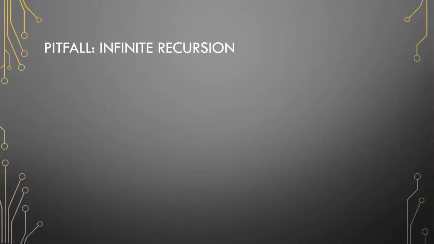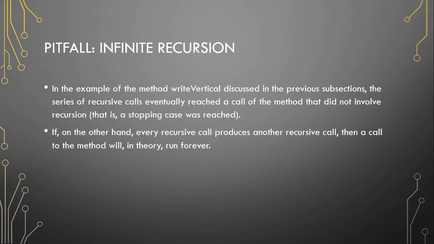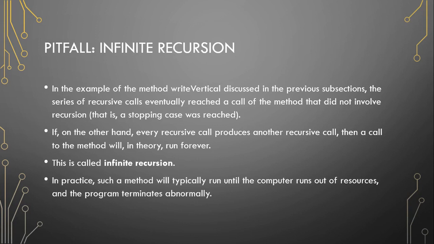Alright, so we've been alluding to this, but here's that pitfall for recursion, which is infinite recursion. In the example of the method right vertical discussed in the previous subsections, the series of recursive calls eventually stops when one of the calls does not involve recursion, that is, a stopping case. If, on the other hand, every recursive call produces another recursive call, then a call to the method will, in theory, run forever. This is what's known as infinite recursion. In practice, such a method will typically run until your computer runs out of resources, as I've already mentioned, and the program will terminate abnormally.